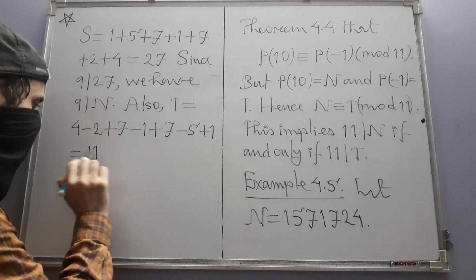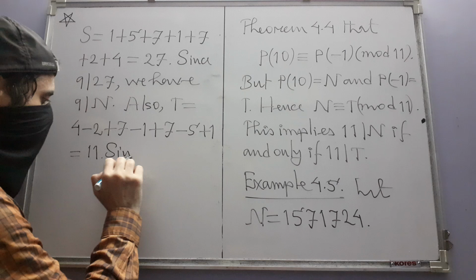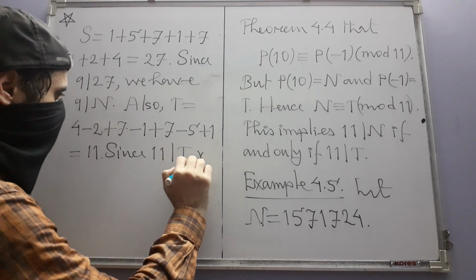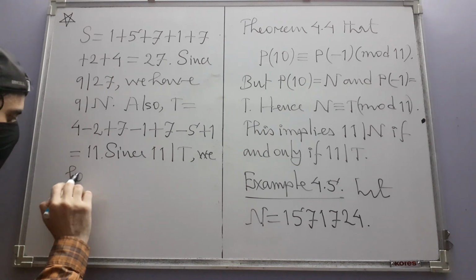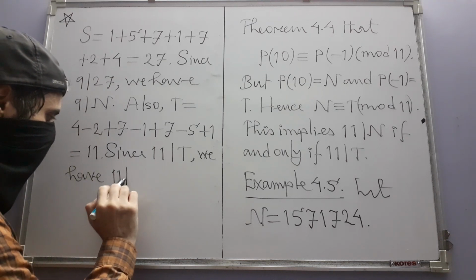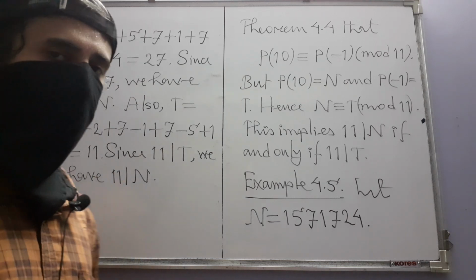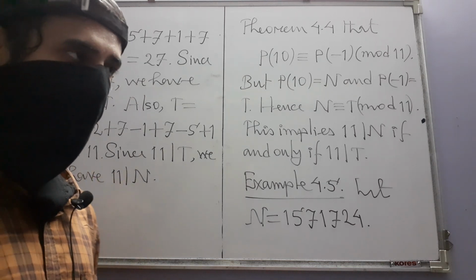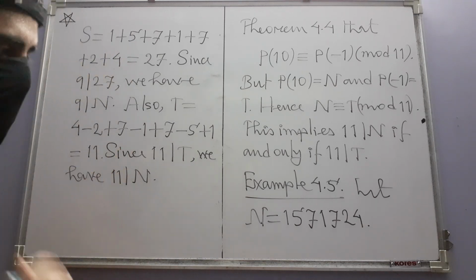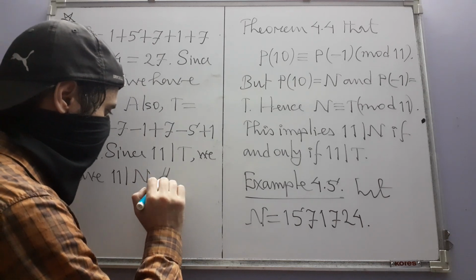Oh, so here the alternating sum is itself 11. Since 11 of course divides 11, we have 11 also dividing N. So this number is simultaneously divisible by 9 and 11. It may of course be divisible by other primes, but we know at least this much. And that's where this section ends.